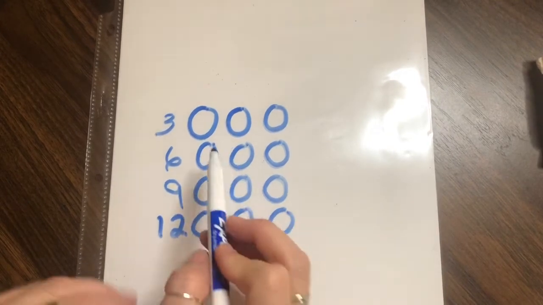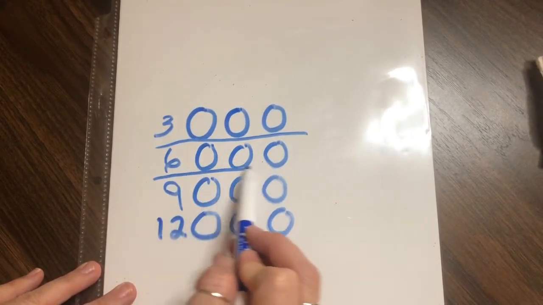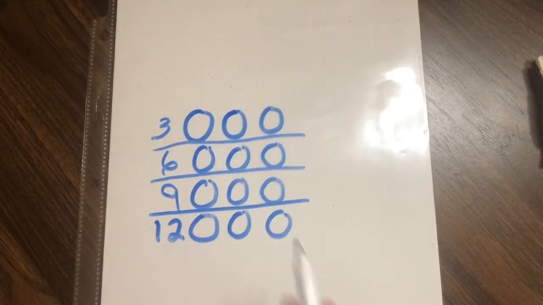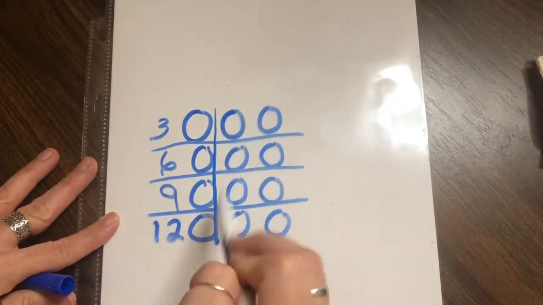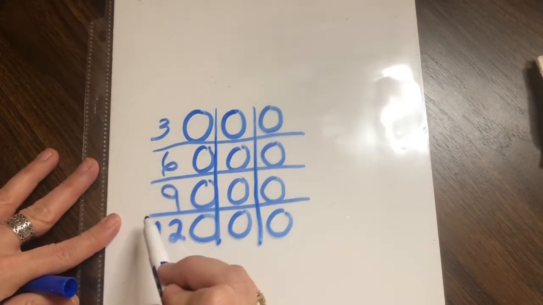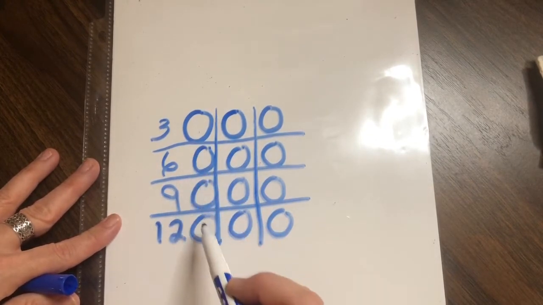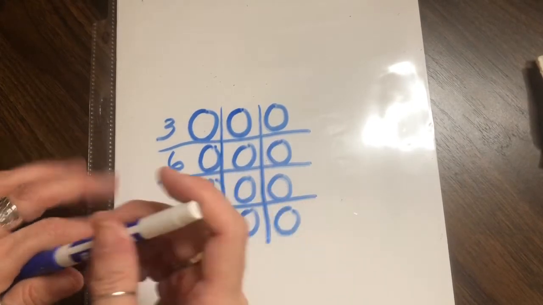The rows go this way. Remember, just like you were at the football stadium or on the bleachers at a basketball game, the rows are like where you sit. The columns are like the stairs that you have to climb. Rows, columns. You have 1, 2, 3, 4 rows and 1, 2, 3 columns.